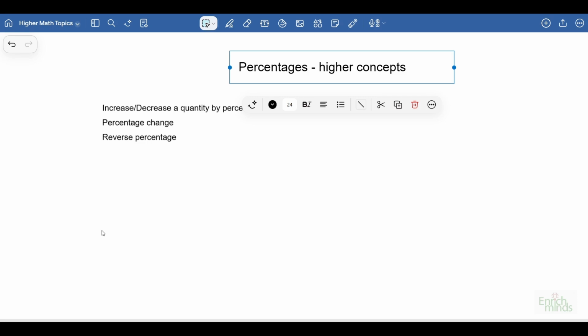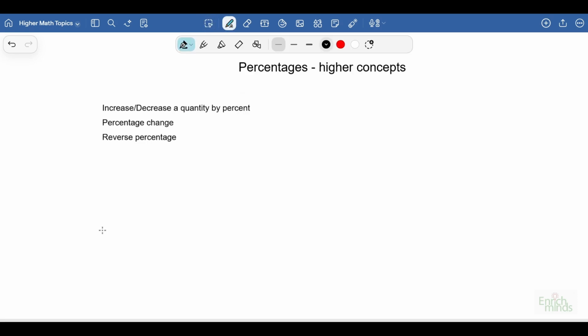In this video, we will discuss higher concepts in percentages, where we will discuss how to find the increase or decrease of a quantity by a certain percent. Or if the quantities are given to you, how to find the change in the percentage, and some reverse percentage questions. Well, there are different ways to deal with such questions, but we will focus mostly on mental math or non-calculator techniques.